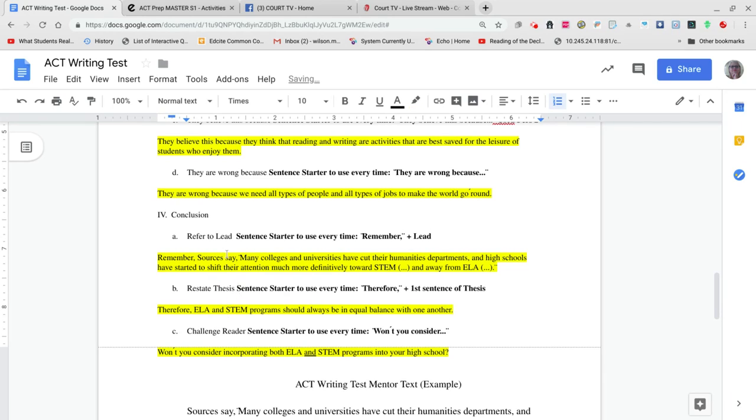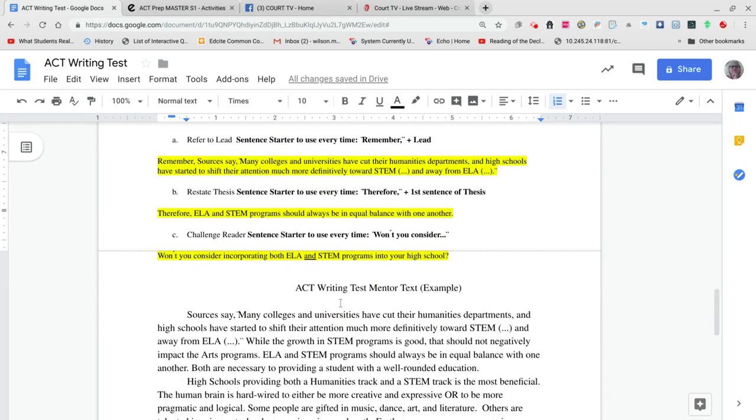So we are going to say remember and then do our lead again. Remember, sources say many colleges and universities have cut their humanities programs, and high schools have started to shift their attention much more definitively towards STEM and away from ELA. We're going to restate the thesis, so I'm just adding an adverbial conjunction here, or a transition word. Therefore, ELA and STEM programs should always be in equal balance with each other. And I'm doing just the first sentence of the thesis. And then another sentence starter for the last sentence of the essay. Won't you consider? Won't you consider incorporating both ELA and STEM programs into your high school? And your essay is done.